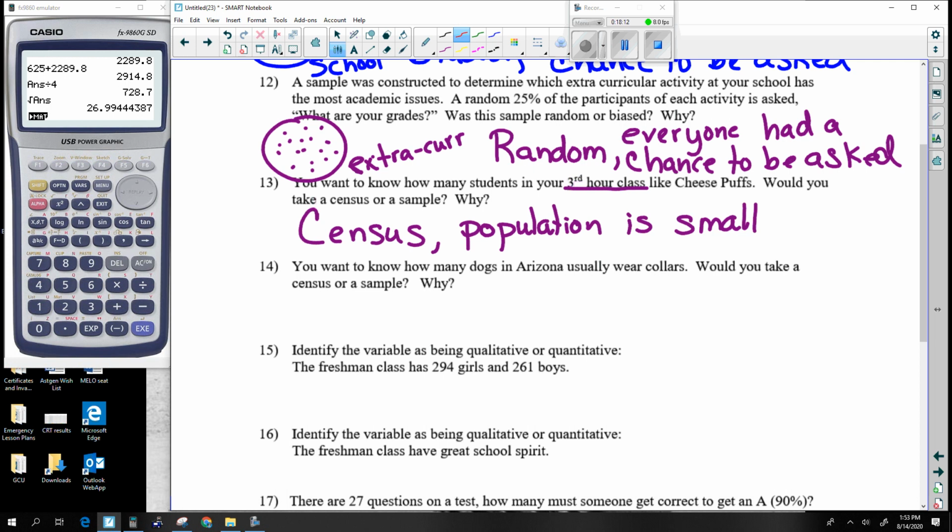You want to know how many dogs are in Arizona. Census or a sample? Dogs in Arizona, that is millions and millions. So that is way too big. You need to make that smaller. You need to take a sample of that population. The population was too large.